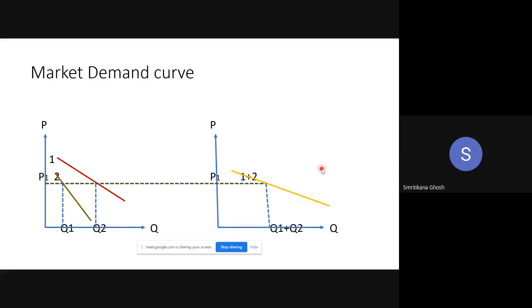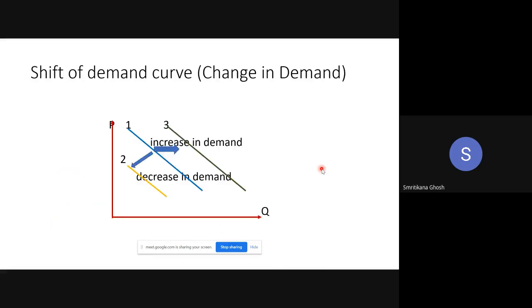Okay, let me go to that one. Shift of the demand curve. A student was asking what are the reasons behind, when we are saying the law of demand, that all other things are constant. So what are those things? Now we are coming to those things.